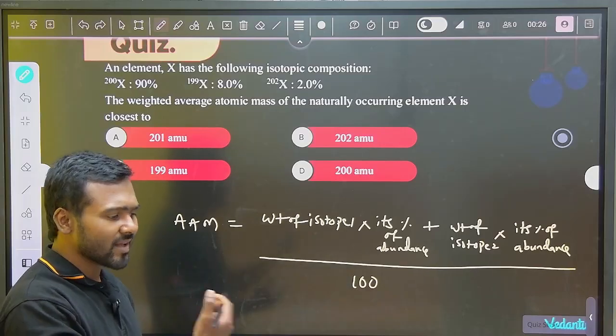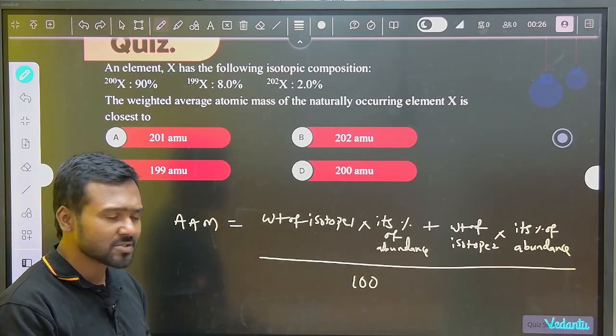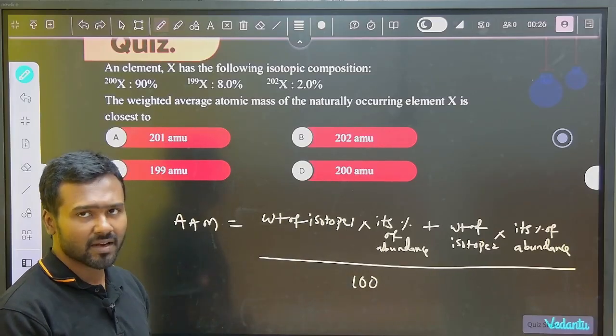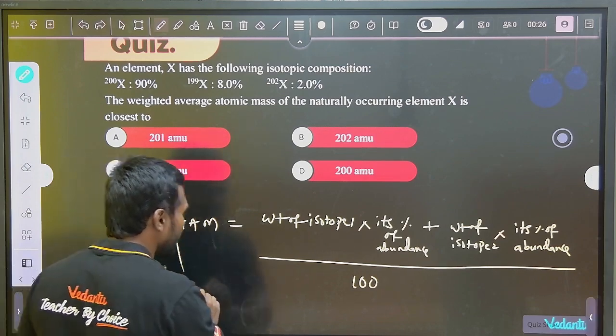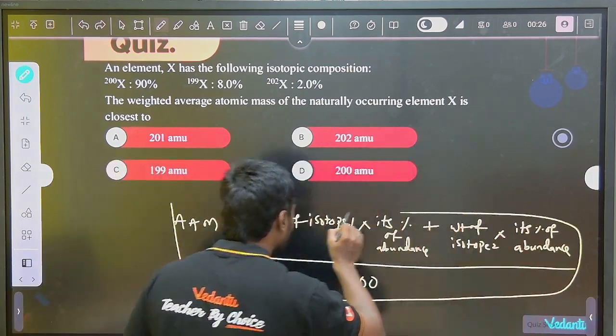So like that, how many isotopes are there? You can add all those isotopes and divide it by 100. Then you are going to get the average atomic mass. So why are we finding all these things?